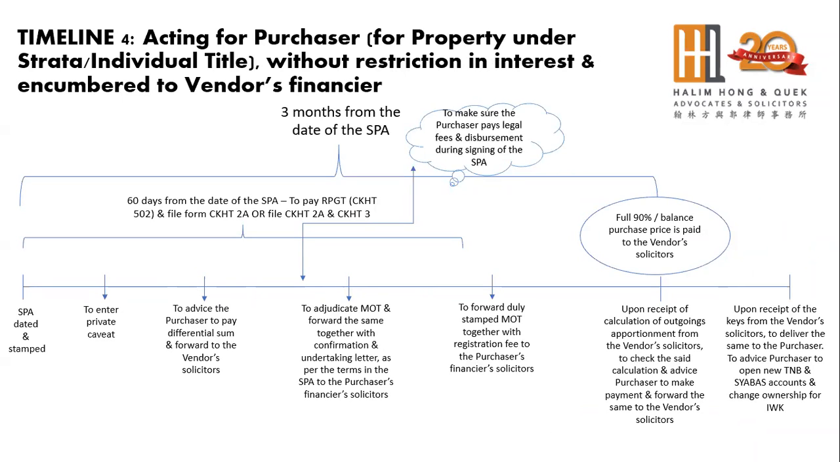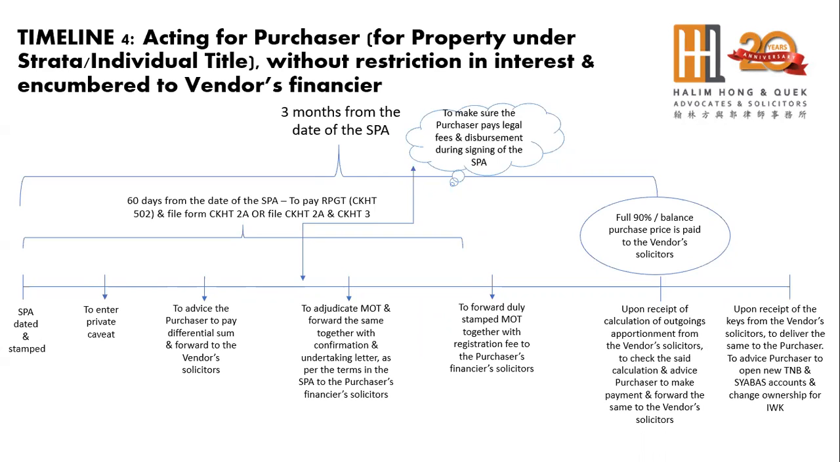Okay, timeline number 4, acting for purchaser. Maybe we can just discuss one slide now, one timeline. So when you act for purchaser, same timeline, 3 months from the SPA date. Okay, as a purchaser solicitor, you have the duty to pay the RP duty on behalf of the vendor. So if RP duty is payable, so after you pay, then you have to give the receipt to the vendor's lawyer. So if RP duty is not payable, then you have to file CKHD 2A and also CKHD 3.